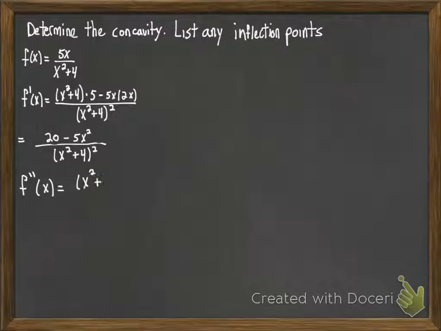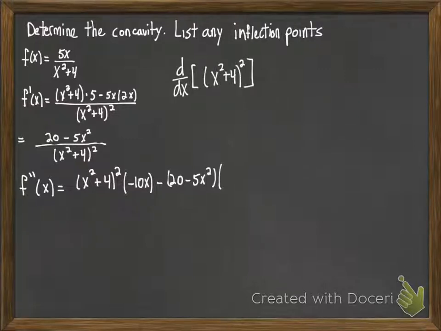So we take the bottom, x squared plus 4 squared, times the derivative of the top, which would be a negative 10x, minus the top, times the derivative of the bottom. Well, let's look at the derivative of the bottom for a moment. We're differentiating x squared plus 4 quantity squared. So it's a composite function, so we're going to need to use the chain rule. So u would be the inside function, x squared plus 4.